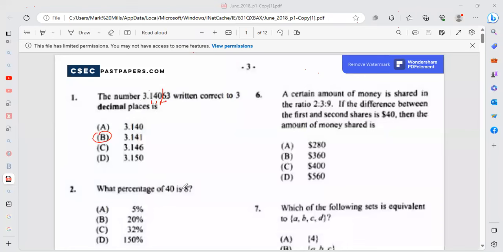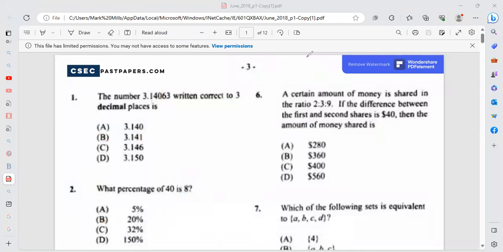Number 2. What's the percentage of 40 is 8? What will I do? 8 over 40 times 100. So we cancel this one here. We cancel one of that, so this cancel that one, right? So left if this one goes to 1 times 2, so 2 times this give me 20%. So that's how that being B. We good so far?